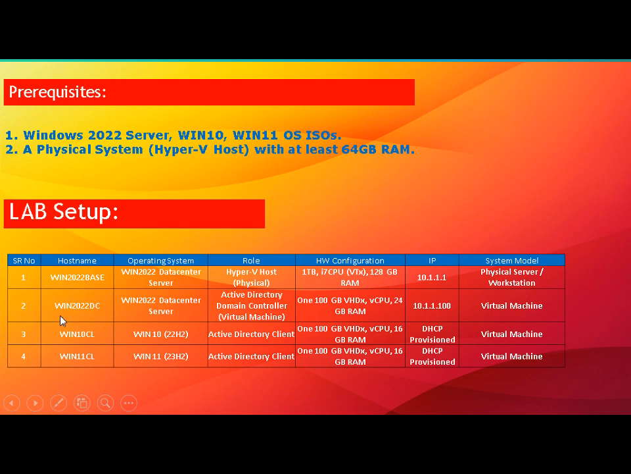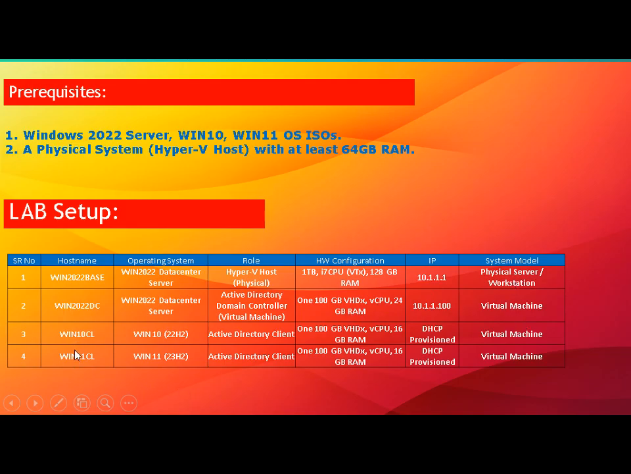Next, we will be creating our first VM. Its host name will be Win2022 DC, domain controller DC. This is just a specific name I have given, you can give any name. It is again running on the Windows 2022 Data Center Server operating system. Its role will be Active Directory Domain Controller, that is ADDS. Its hardware configuration will be 100 GB virtual hard disk, virtual CPU and 24 GB RAM. Its local IP will be 10.1.1.100 and it will be a virtual machine.